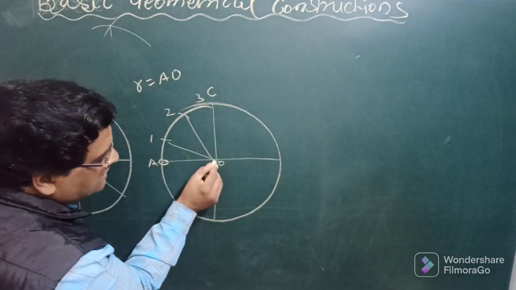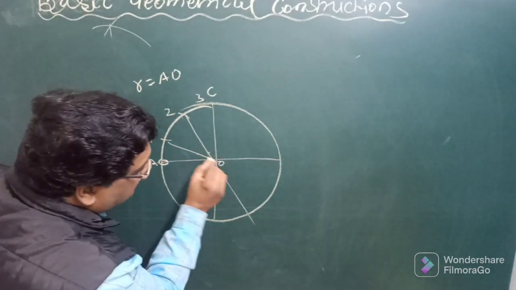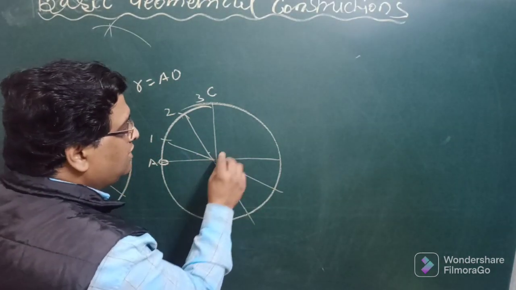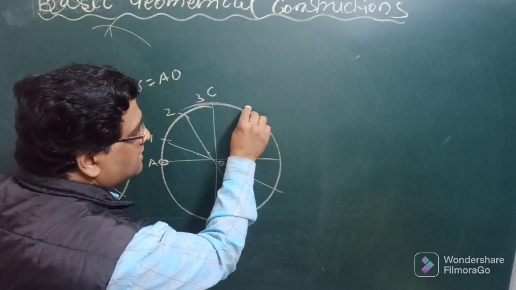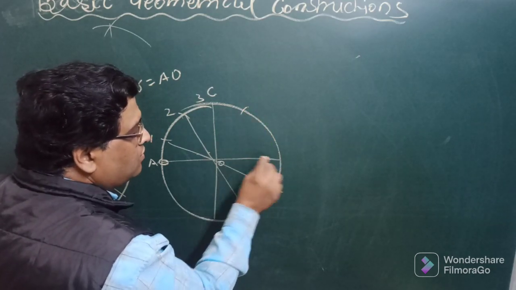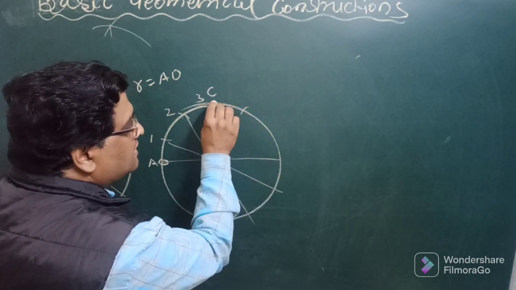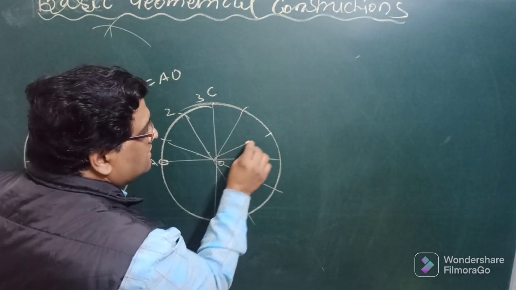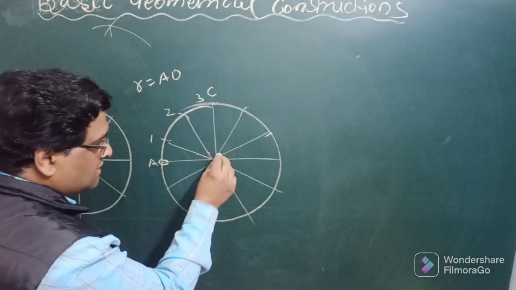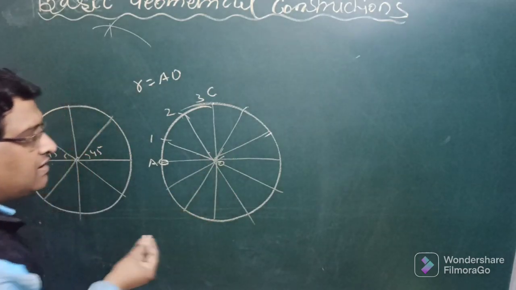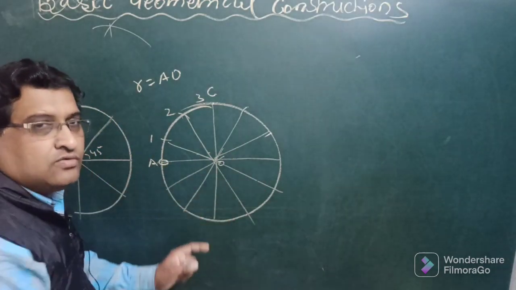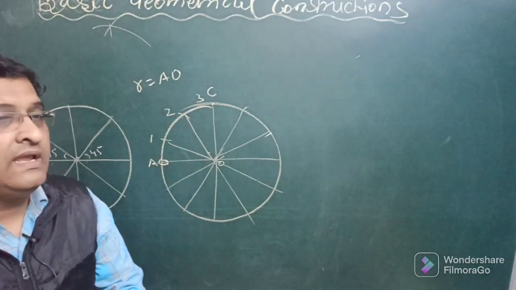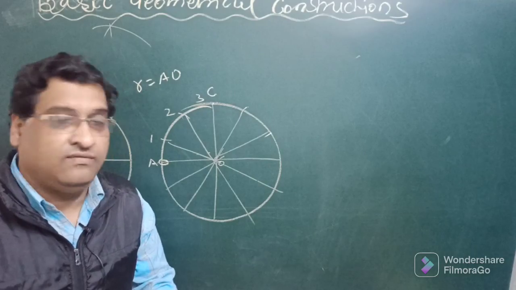You can extend these lines to divide the other half into 3 parts. Similarly, you can do from here: cut an arc here with the radius AO, taking this as center, then take this as center and cut another arc so as to divide this again into 3 parts, and you can extend these lines. Alternatively, you can use that method in these quadrants also. In such a manner you can divide any circle into an equal number of divisions.